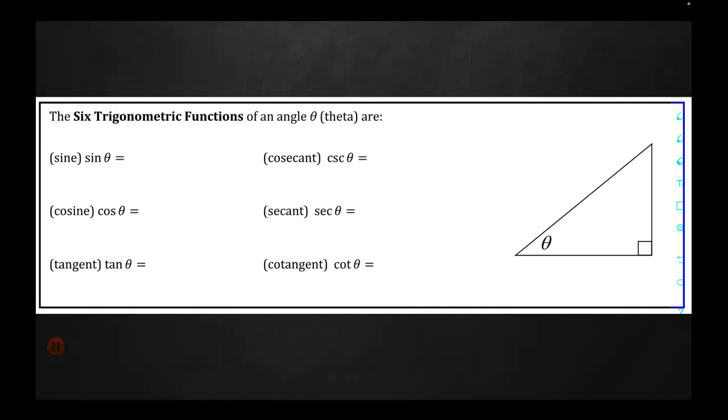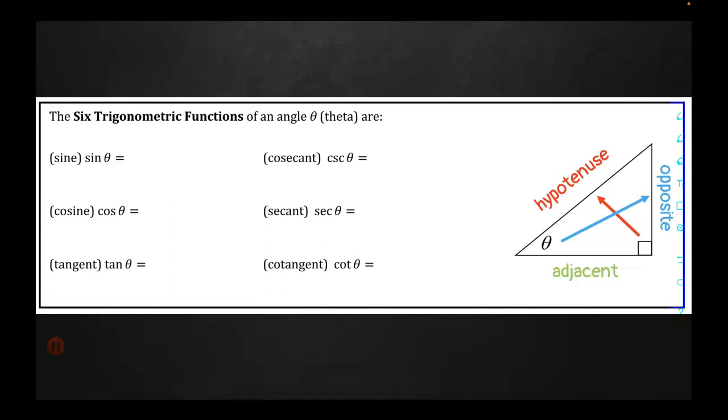So now let's go ahead and label our triangle. The side that is opposite of the 90-degree or right angle is called our hypotenuse. The side that is opposite of our angle is called the opposite side. And the side that is right next to the angle is our adjacent side.